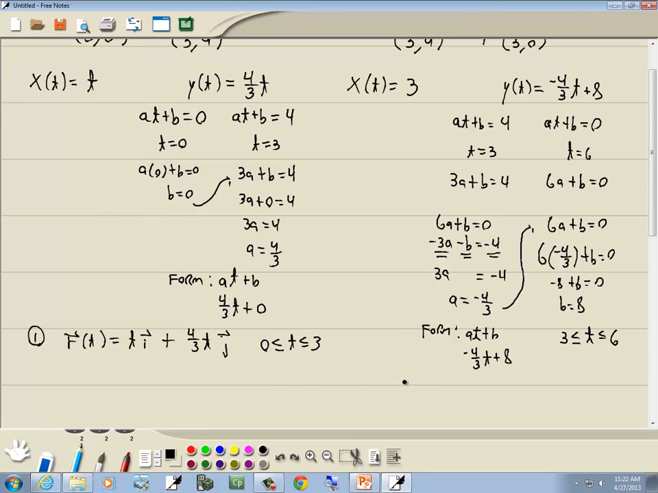These aren't necessarily simple problems. Our second piece is going to look like, was it 3i + 8 - 4/3 t? I'll rearrange it like that. This is going from 3 to 6 in terms of my t values. Okay, got one more.